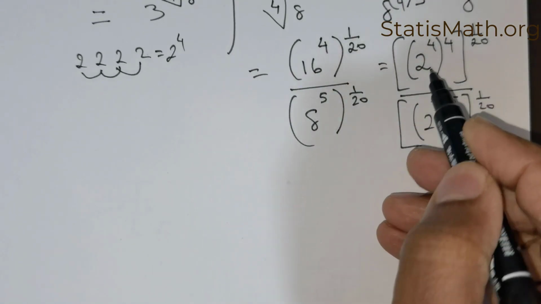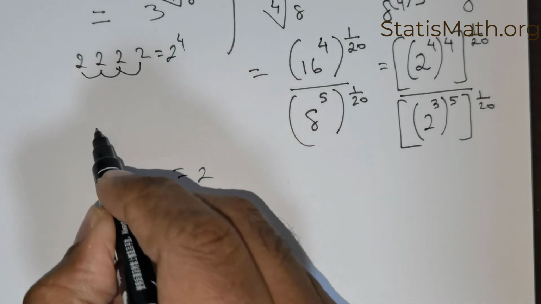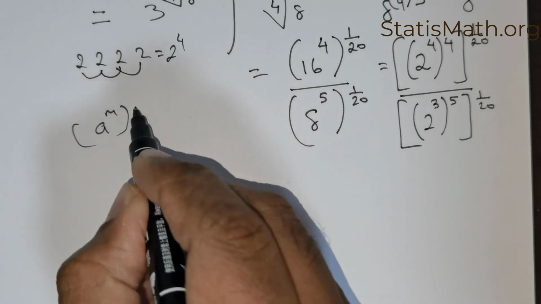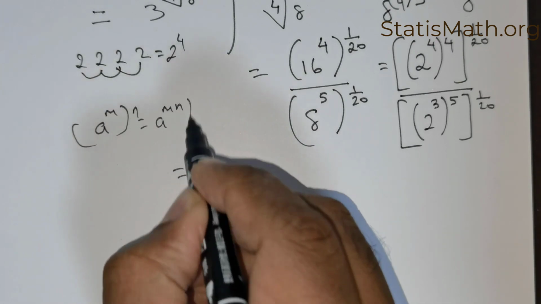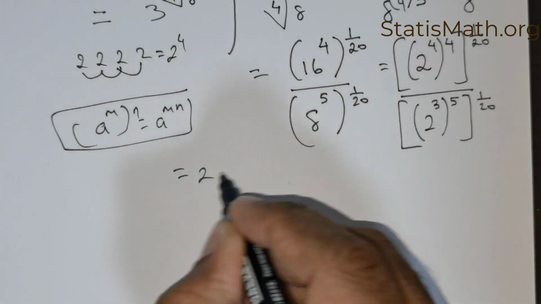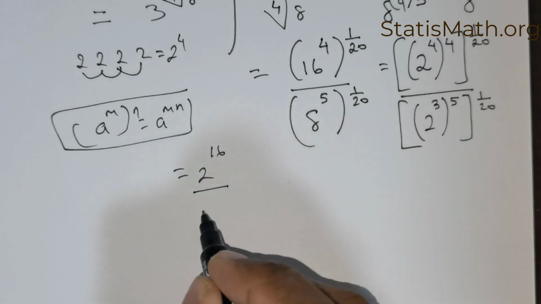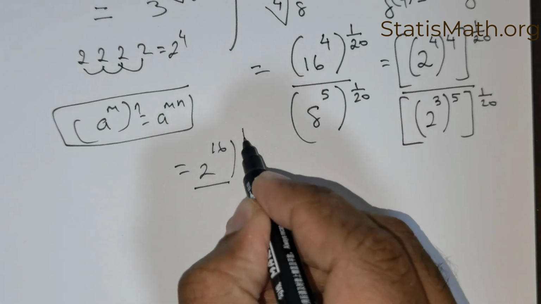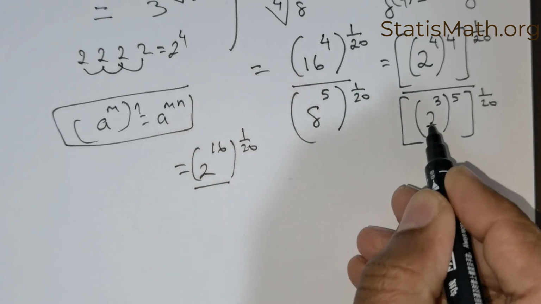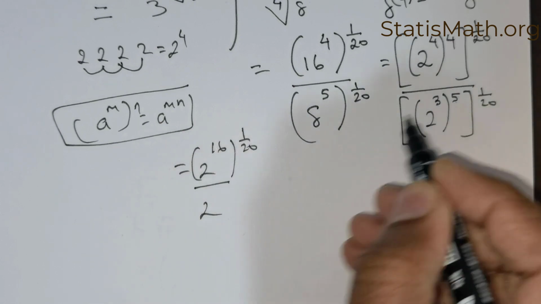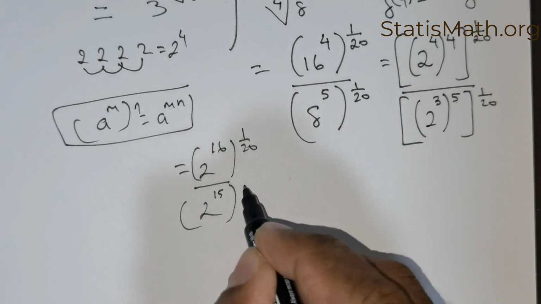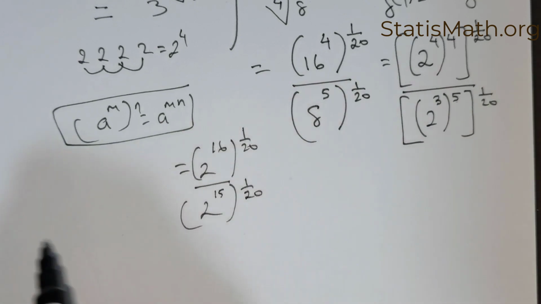Now this quantity is nothing but, as I mentioned to you, a raised to the power of m raised to the power of n is nothing but a raised to the power of m times n. So this is going to be 2 raised to the power of 4 into 4, which is 16, divided by, of course this is raised to the power of 1 over 20, and you got 2 raised to the power of 3 times 5, which is 15, and that is raised to the power of 1 over 20.